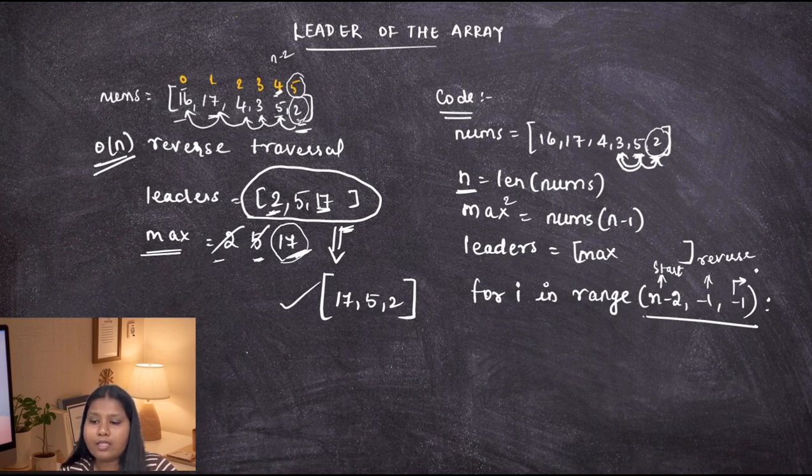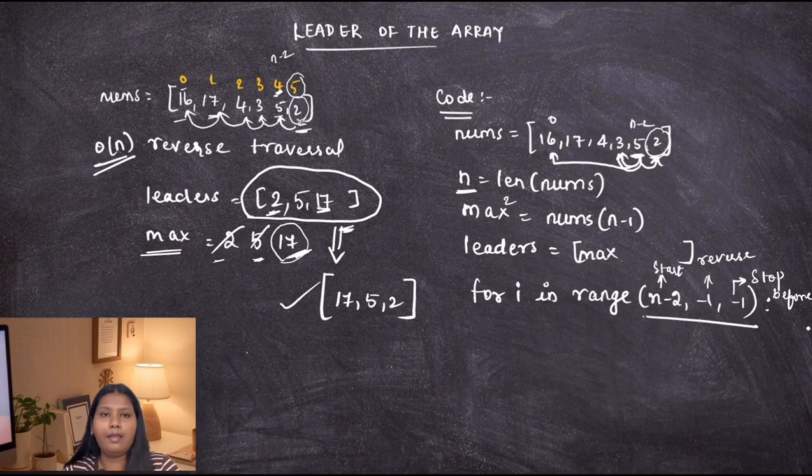And this minus 1 says stop before. What do I mean by this stop before? This means stop before minus 1, which is stop at the 0th index. Okay. So I'll be traversing from this 5 to this 16. That is from the n minus 2th index to the 0th index.